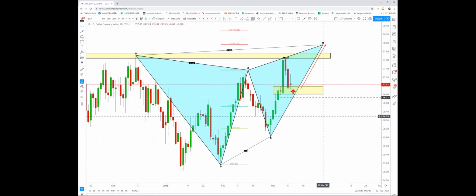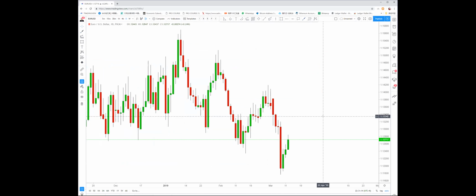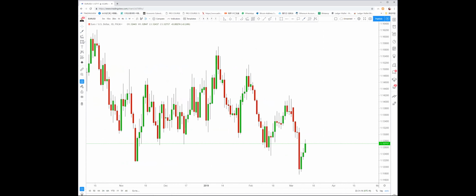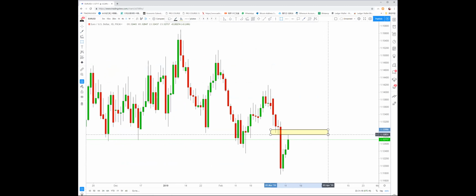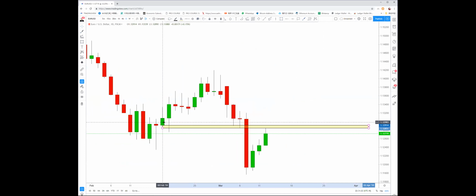All right. So how to trade DXY is we can find some trades in the euro. So what we can do is, yes, let's short sell. Can you see that this is a broken structure of the blue?